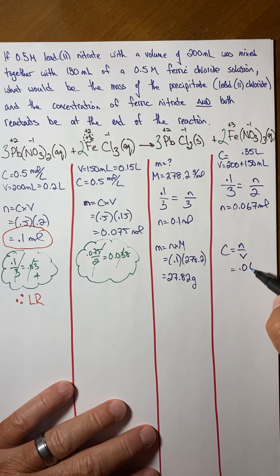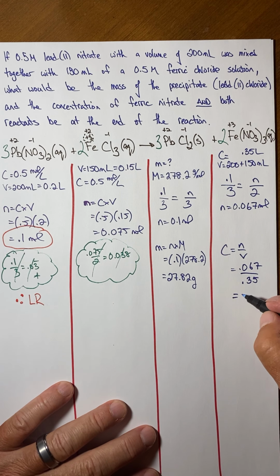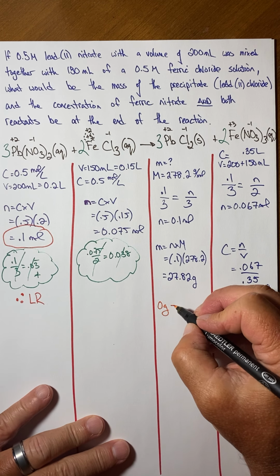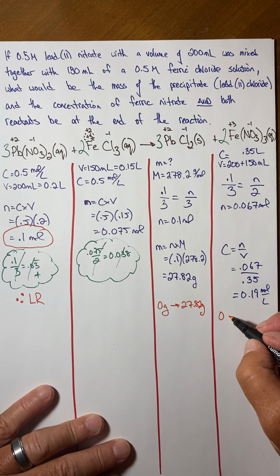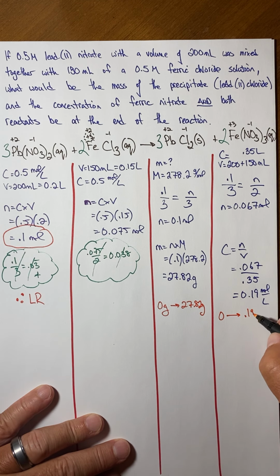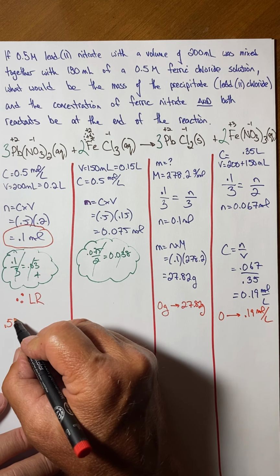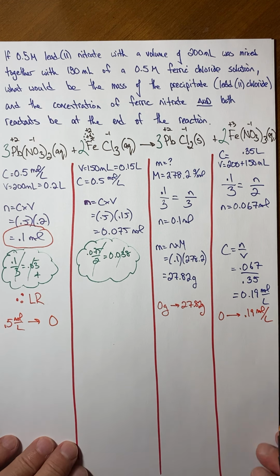So now 0.067 divided by 0.35. When I do that, I get 0.19 moles per liter. Okay? So part of this that we've just done, I know I started at 0 grams and I'm making 27.82 grams. I've started with 0 of this and I end up with 0.19 moles per liter. I started here with 0.5 moles per liter and I'm going to end up with nothing. That's what a limiting reactant is. So I've answered most of the questions.